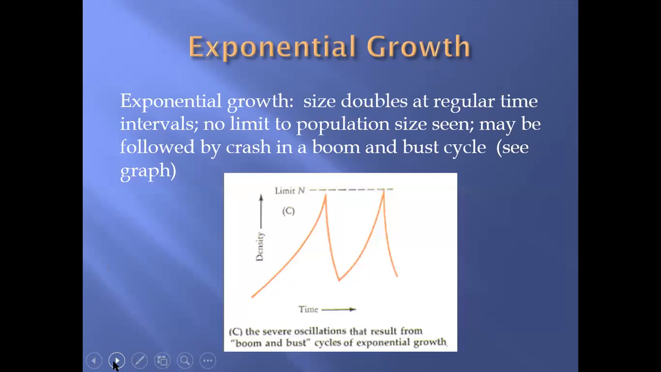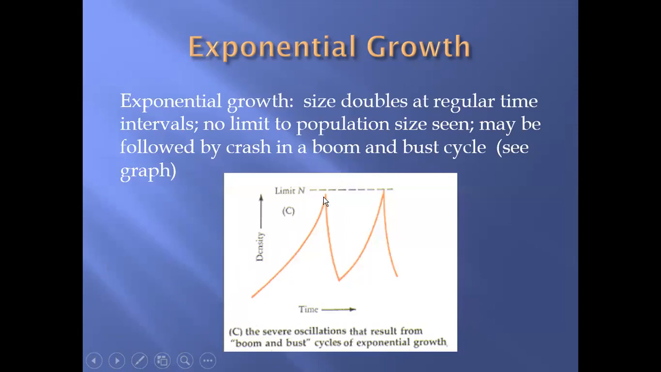Now, when a population grows inside of an ecosystem, there are two possible ways that that population can grow. The first is exponential growth. So this is what we often see when a population first expands into a new area. So there's no limit to population size seen, and the size is going to double at regular intervals. So we're going to get a very steep up.